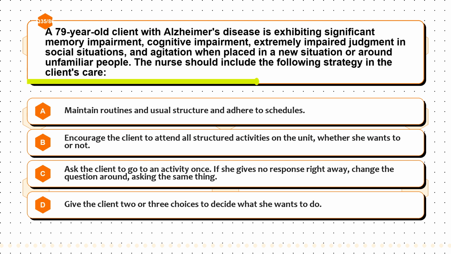Option B. Encourage the client to attend all structured activities on the unit, whether she wants to or not. Option C. Ask the client to go to an activity once. If she gives no response right away, change the question around, asking the same thing. Option D. Give the client 2 or 3 choices to decide what she wants to do.